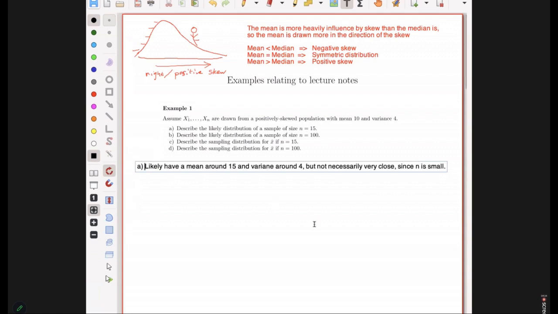And what do you think we can say about the shape of this distribution? If the population has positive skew, what can we say about it?